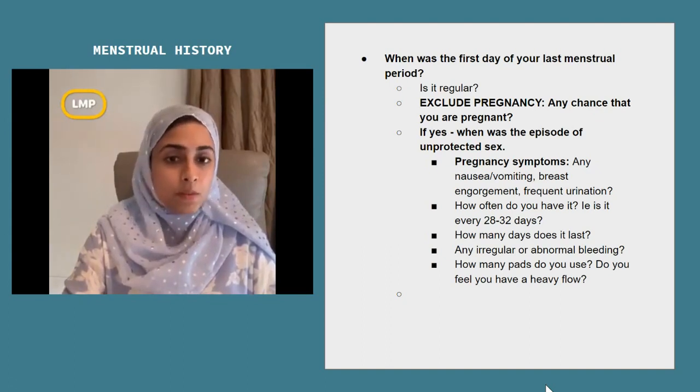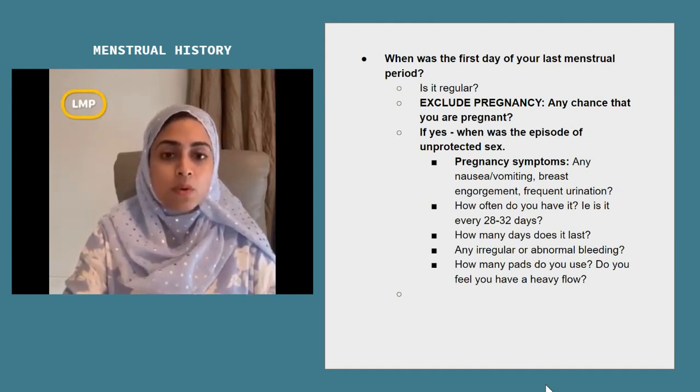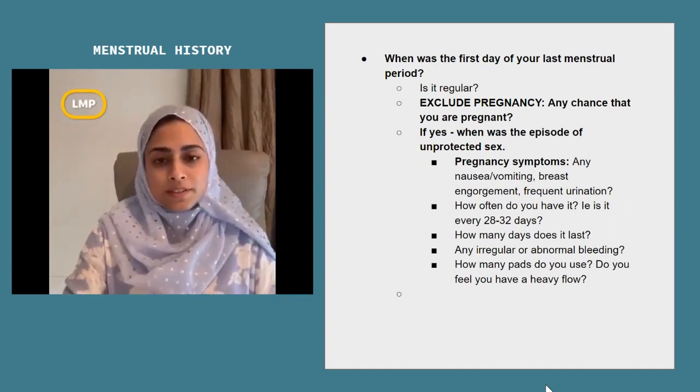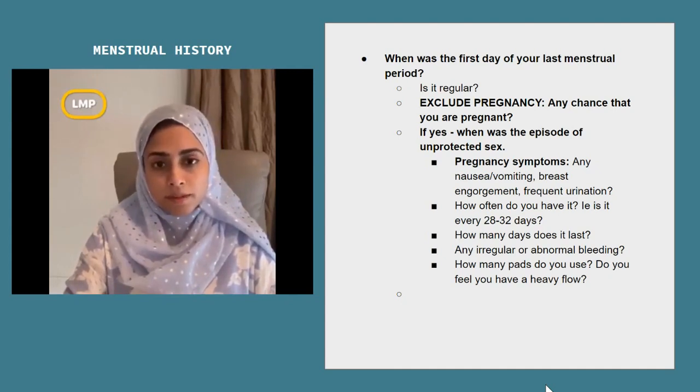That will help you determine whether they can take any emergency contraception and what would be the best form of emergency contraception that they could take. And then also ask them whether it was a consensual episode or not, because oftentimes you have victims of sexual abuse who come to your clinic, and you should be there for them, and you should know what services to offer them if they are victims of sexual abuse.